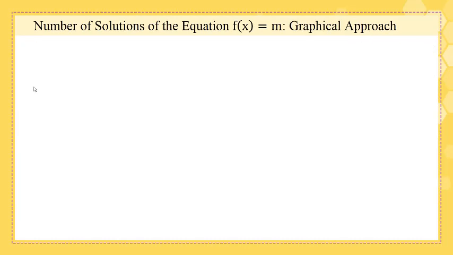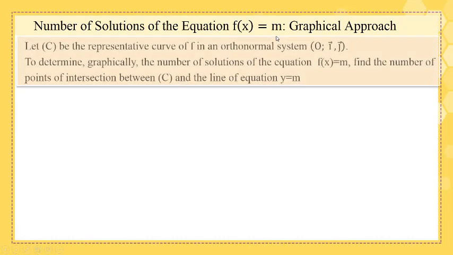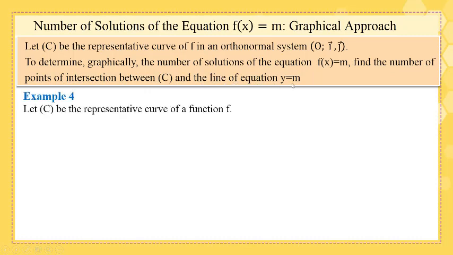Now we will talk about the last objective in this chapter, which is the number of solutions of the equation f of x equals m. To determine graphically the number of solutions of the equation f of x equals m, find the number of points of intersection between C and the line of equation y equals m.